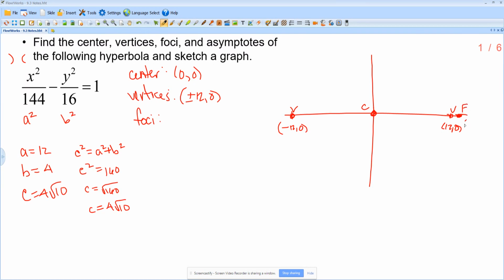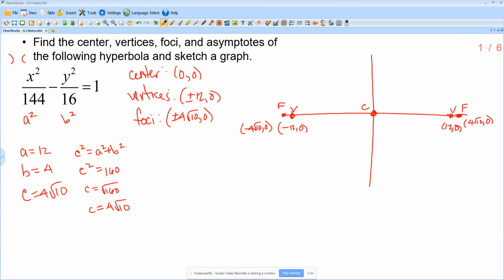So here's my focal point, which is 4 square root 10, 0. And here's my other focal point, negative 4 square root 10, 0. I didn't read that right at all. I think I said a 2. So my focal points are at plus or minus 4 square root 10, 0.